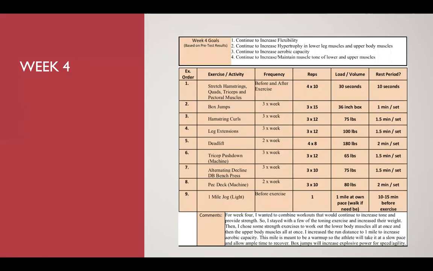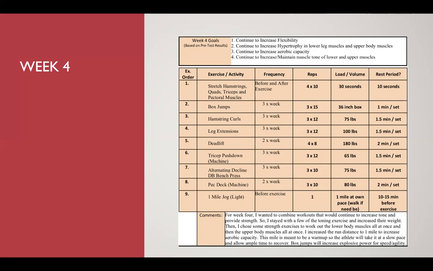Week four goals: continue to increase flexibility, continue to increase hypertrophy in lower leg muscles and upper body muscles, continue to increase aerobic capacity, and continue to increase and maintain muscle tone of lower and upper legs. So stretching before exercise, after exercise. Box jumps were a little new. I kind of wanted to just get some body weight stuff in there.